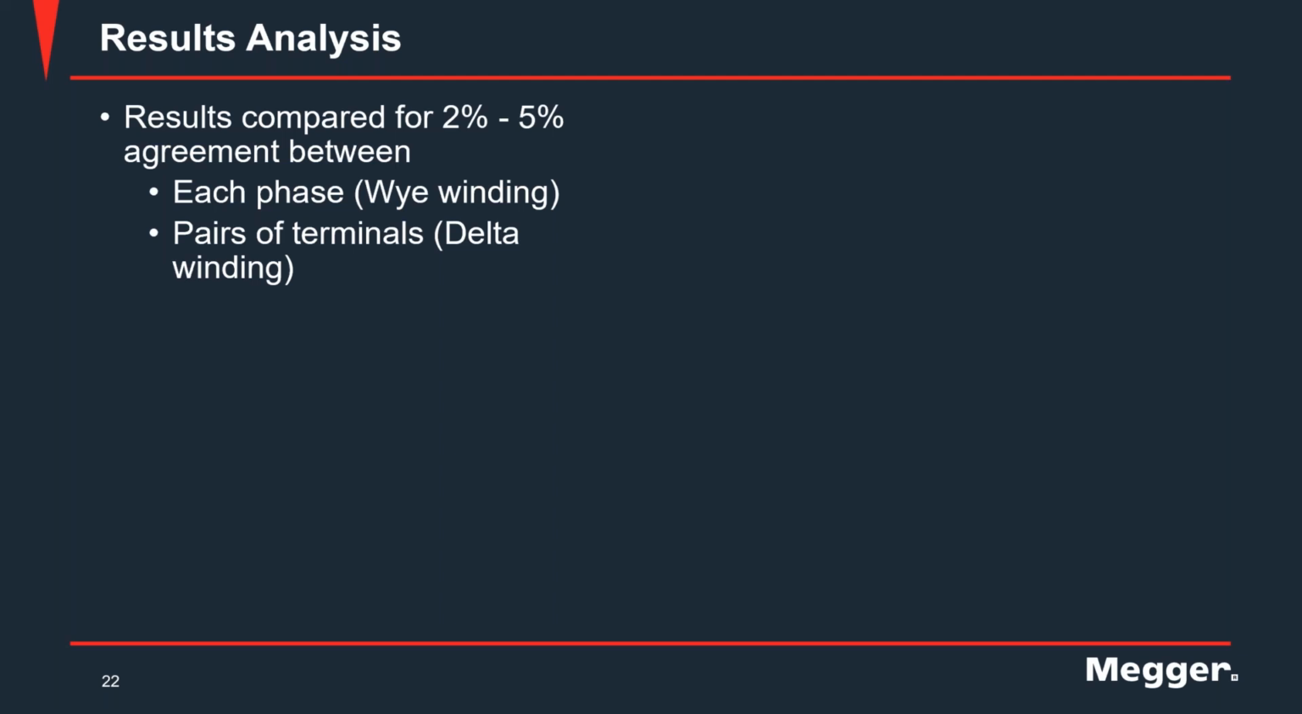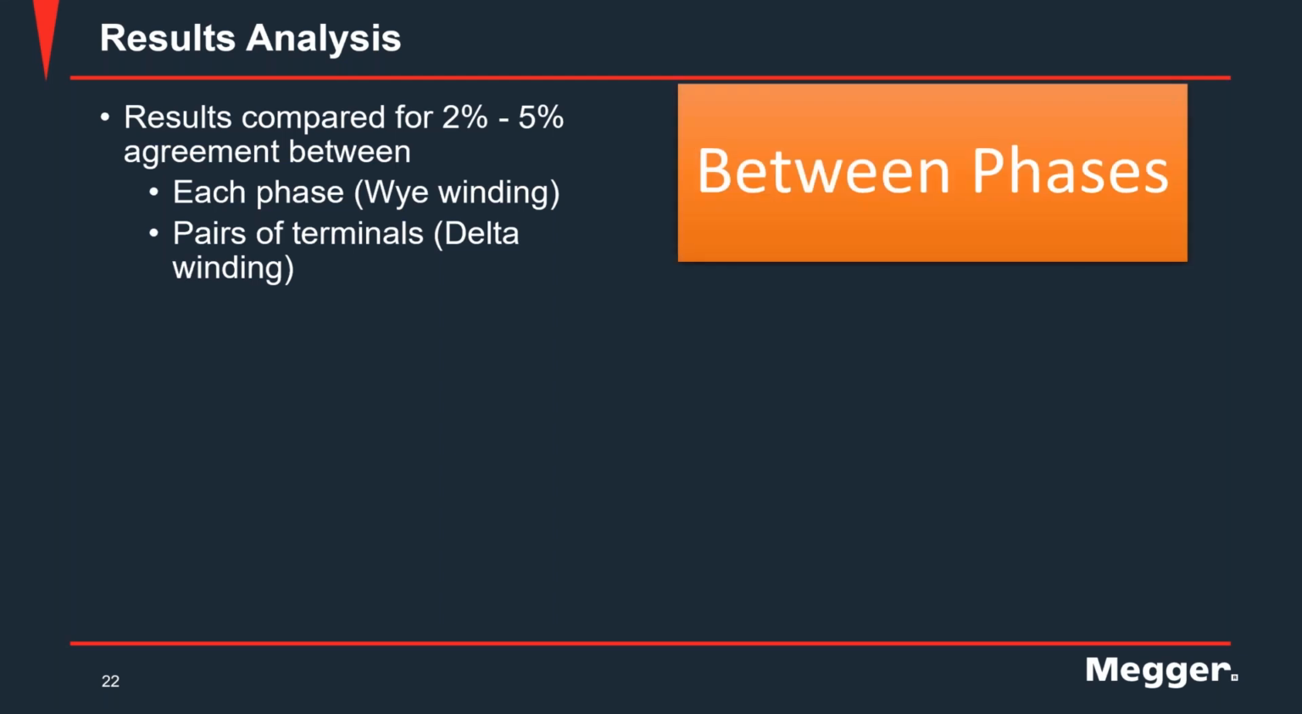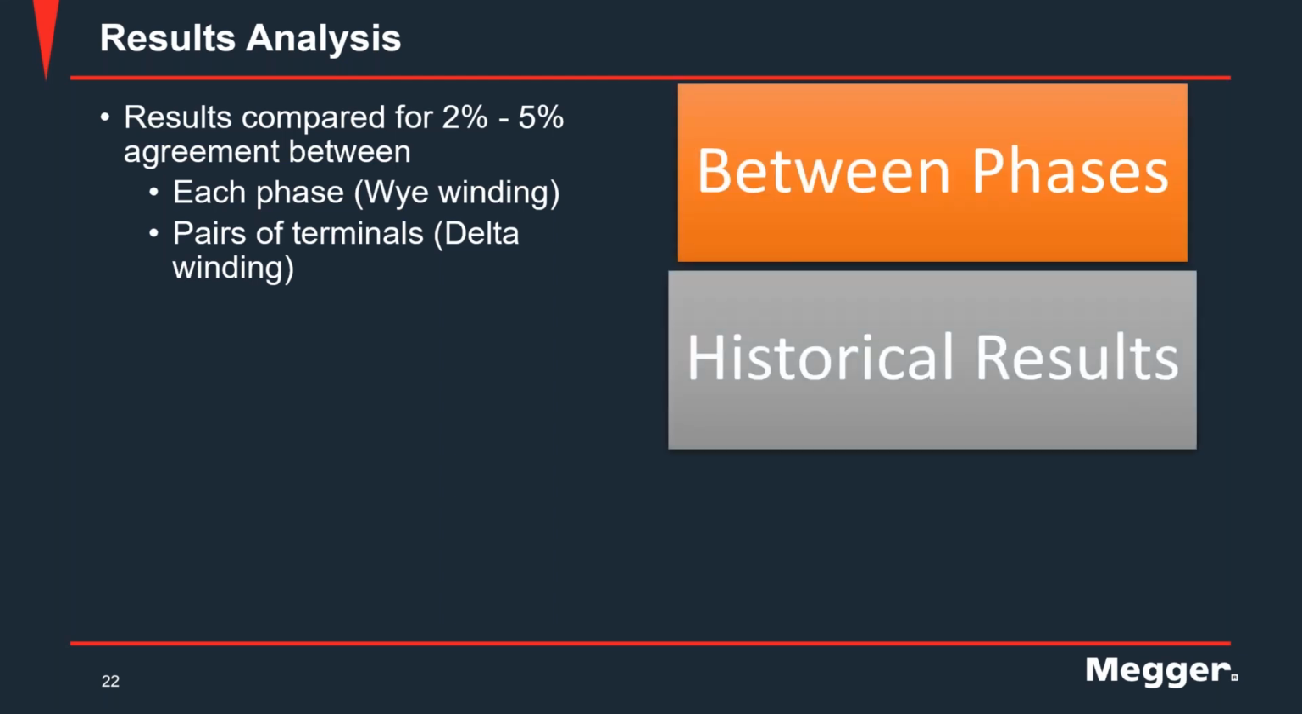When you have results, they are compared and they should be between 2 and 5%, whether it's within phases or pairs of terminals, depending on the winding configuration. One of the other things that is often done is comparing the results that you get today with historical results. Maybe that was a commissioning test, or maybe a previous maintenance test that was done on the transformer. You want to compare your present readings with historical results. The main caveat there is to make sure that the right temperature correction is used.